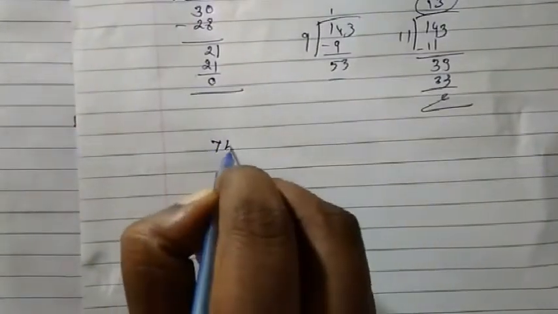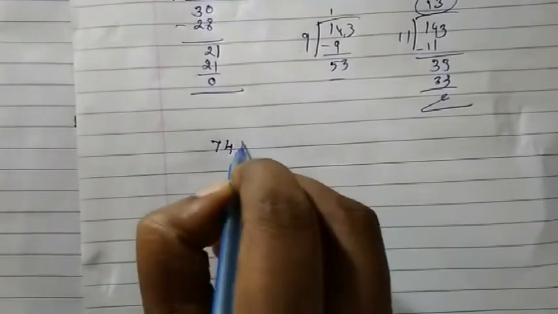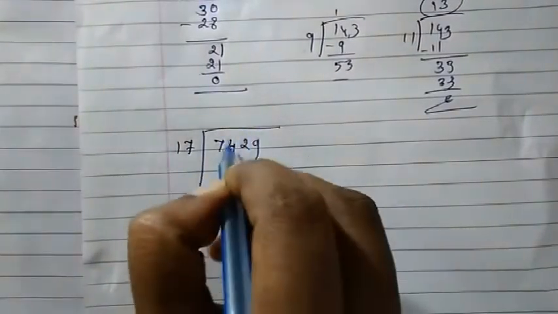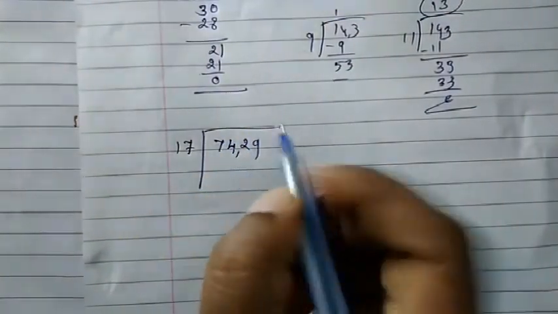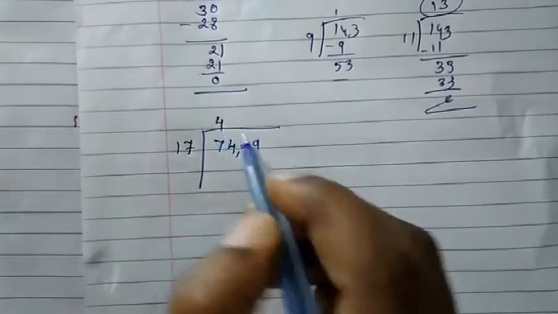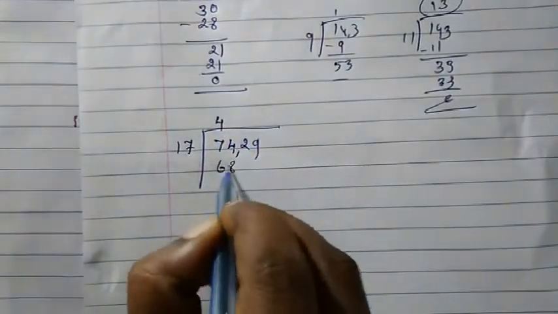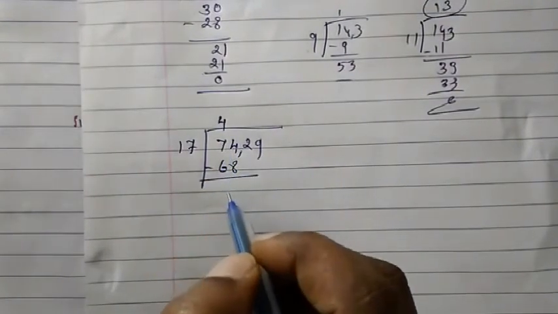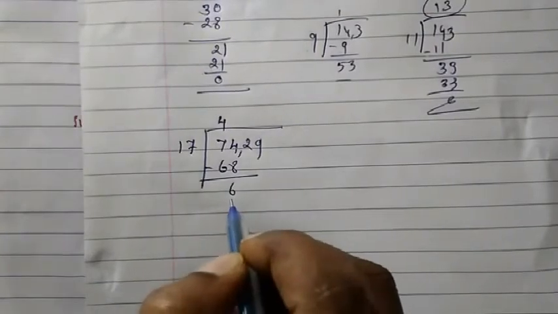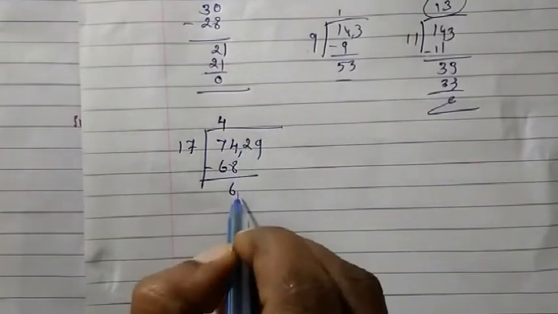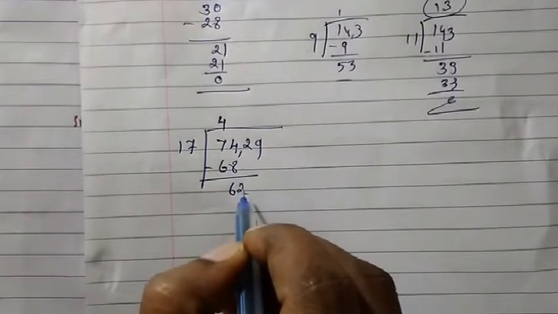7429. So when we divide with 17, how many times will we get in 74? 4 times 17 we get 68. So when you subtract from 74, 68, you will get 6. Then this 2 will come down.